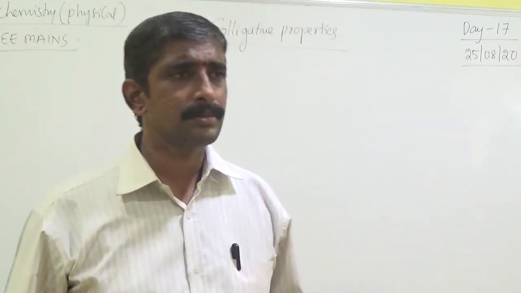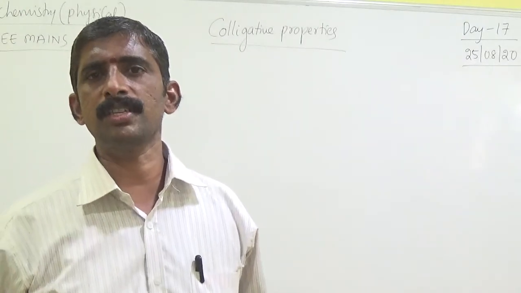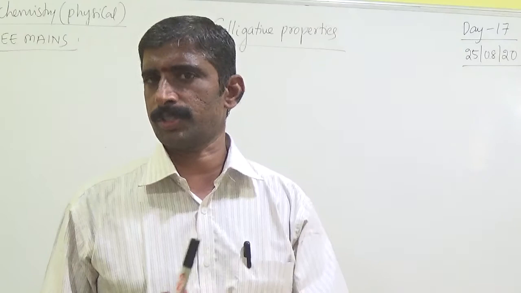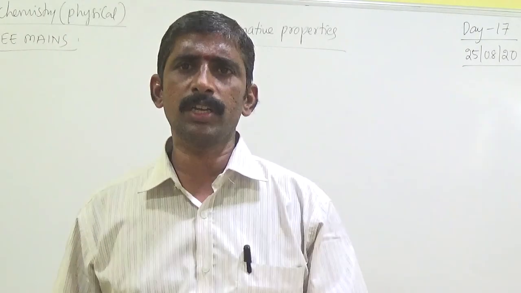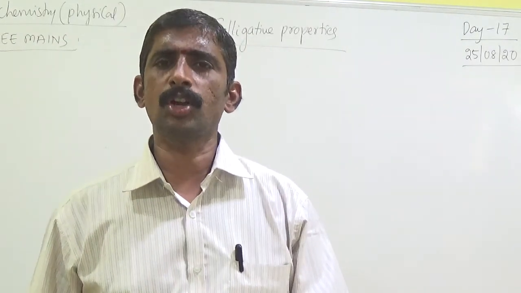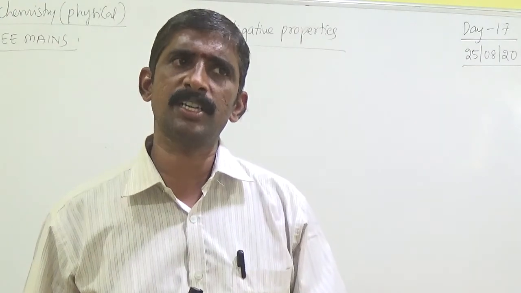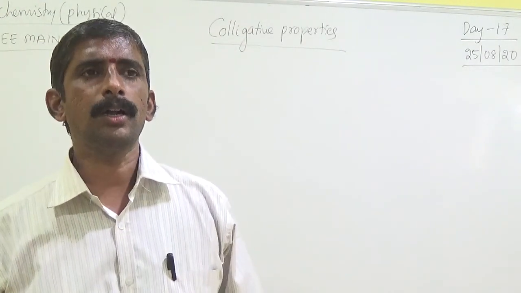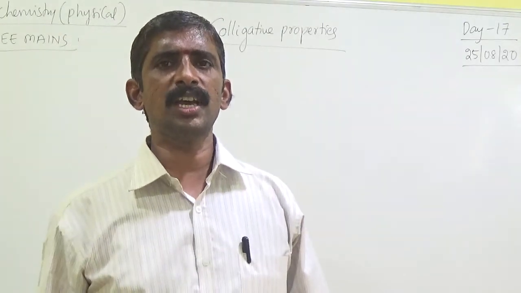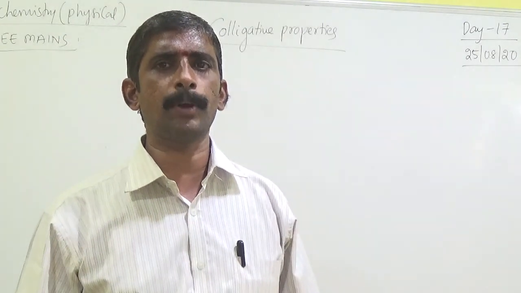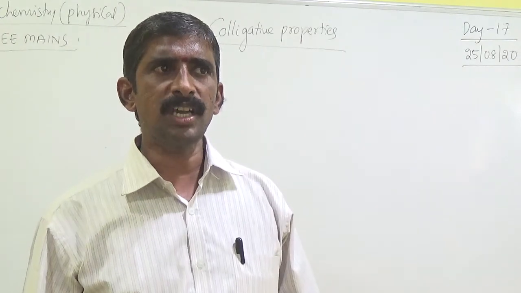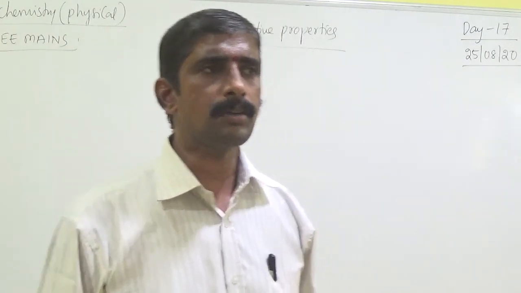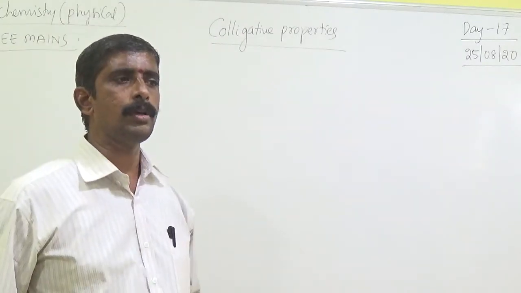Isotonic solutions: solutions having the same osmotic pressure at a given temperature are known as isotonic solutions. Example, blood is isotonic with normal saline, 0.9% w/v NaCl solution. Hypertonic solutions are those having higher osmotic pressure. Solutions having lower osmotic pressure are known as hypotonic solutions. These are isotonic, hypertonic, hypotonic.